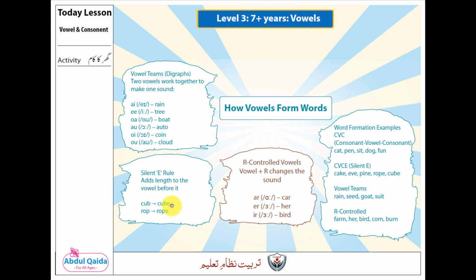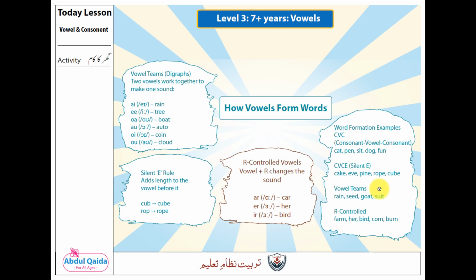This is the word cube. Here there is a silent E at the end of the word, and before the E, U is the vowel, and it will add length to this U, so this will be called cube. The second example is rope. E is silent here, and before the E, O is the vowel, and it will be spoken as rope.